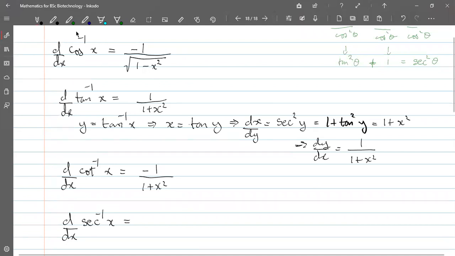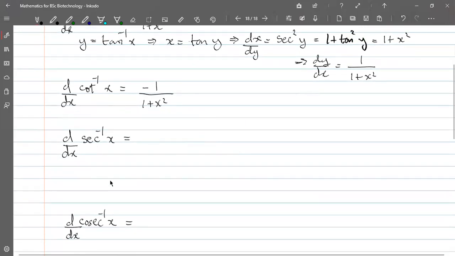For sine inverse x, the derivative was 1 upon square root of 1 minus x square, and for cos inverse x you have minus 1 upon square root of 1 minus x square. And similarly, remember the derivative of sine x is cos x, and cos x derivative is minus sine x. Similarly, tan x derivative is secant square x, and cot x derivative is minus cosecant square x. So the same kind of relation holds here. Tan inverse x derivative is this, cot inverse x derivative is minus of that. So you would expect similar results here also.